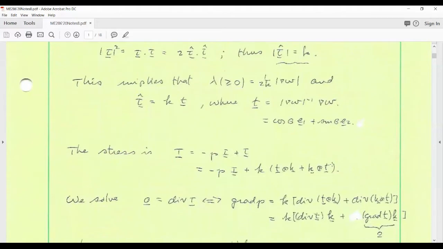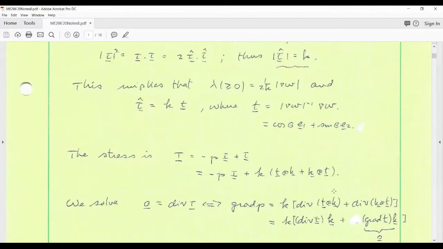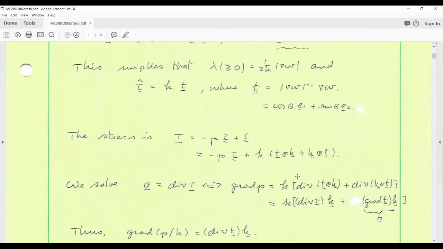Okay, so if we put everything together into the Cauchy stress, that's the pressure part and the deviatoric part. The deviatoric part now, with this formula for tau hat, remember k is the yield stress in shear, it becomes this: k t tensor product k plus k tensor product t. That's very similar to what we had for the plane strain case, except in place of the fixed vector k, we had s, the orthogonal vector of t in the plane. Okay, so the structure is similar, but actually simpler.